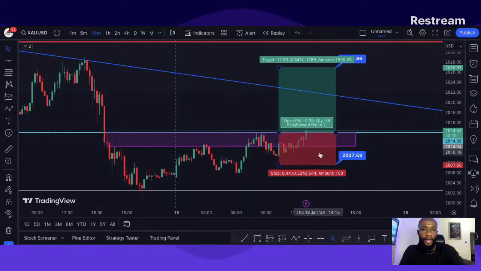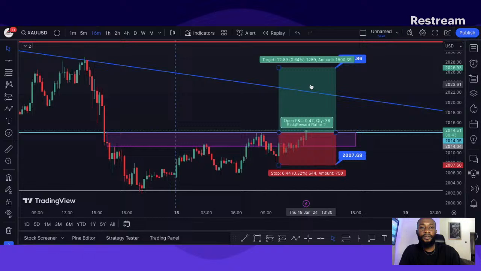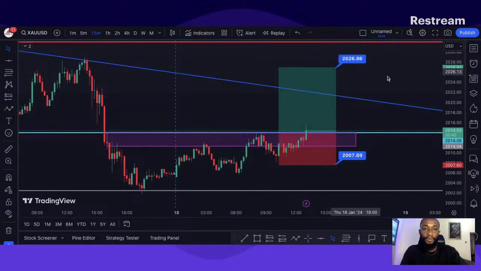So our stop loss is 64 pips, and we are targeting 128 pips. So it will close in 30 seconds. So let's take a buy in 30 seconds when it closes and retests, guys.